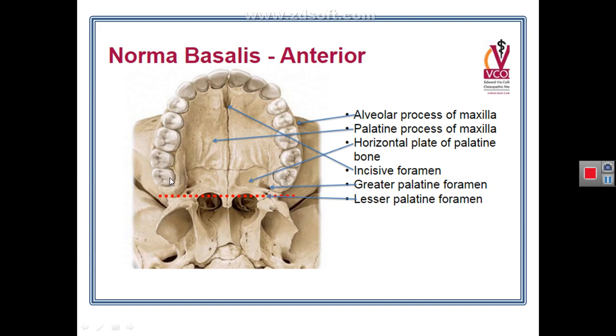The bone behind the last molar tooth, this piece, is called the tuberosity of the maxilla. You can see that the posterior border of the hard palate projects in the midline to form the posterior nasal spine.